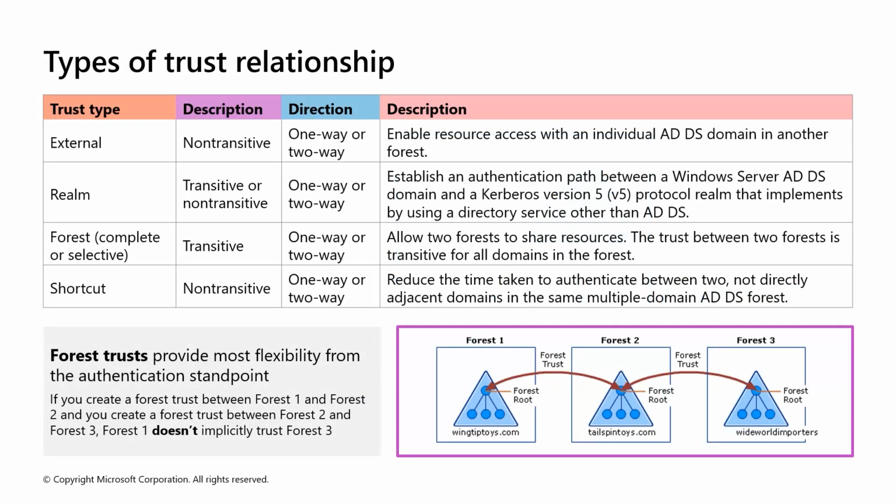There are several types of trust relationships: external trusts for access between domains in different forests, realm trusts for authentication with non-ADDS directory services, forest trusts for sharing resources between forests, and shortcut trusts for faster authentication between non-adjacent domains. To create trust relationships between forests, you need to know how to configure prerequisites such as DNS conditional forwarding.